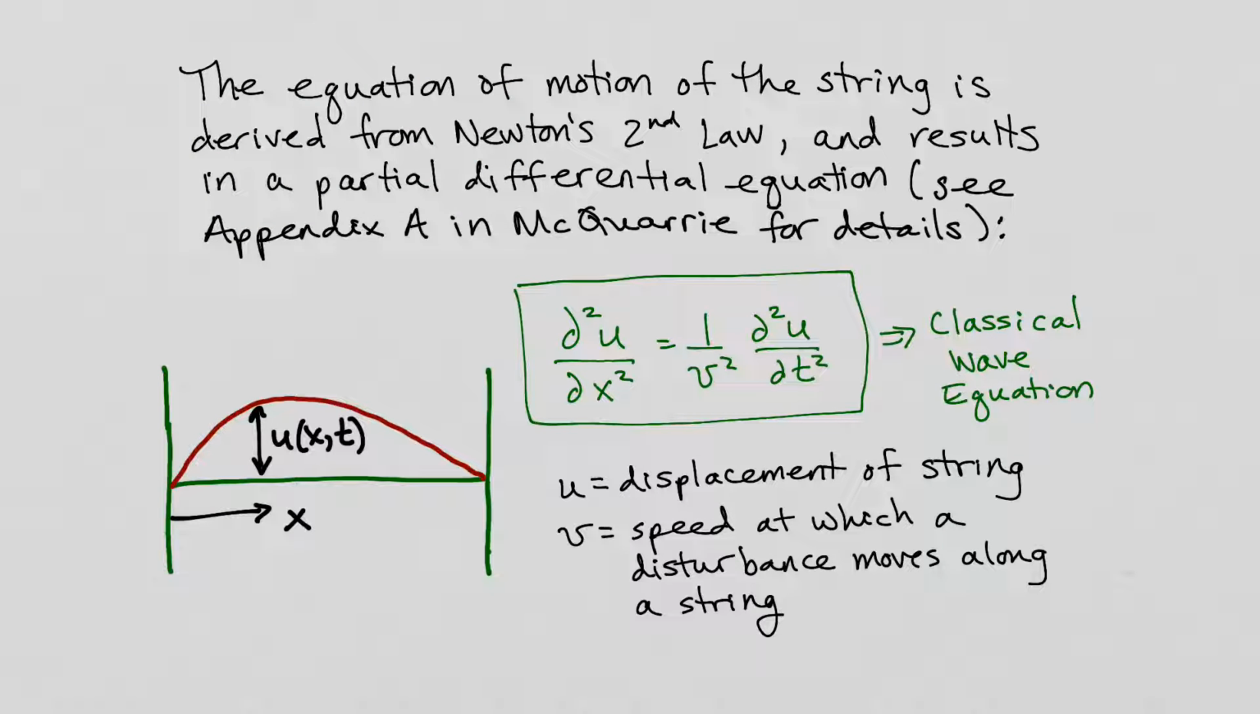Okay, so the equation of motion of the string is derived from Newton's second law and results in a lovely partial differential equation. We're not going to go through all the details of where this equation comes from, but if you're interested in those details, you can go check out Appendix A in Macquarie, and that will walk through that for you. So this lovely boxed equation right here is our classical wave equation. u represents the displacement of the string, so this is where we're plucking our string, creating a disturbance. And then v is essentially a velocity, the speed at which that disturbance is going to move along our string.